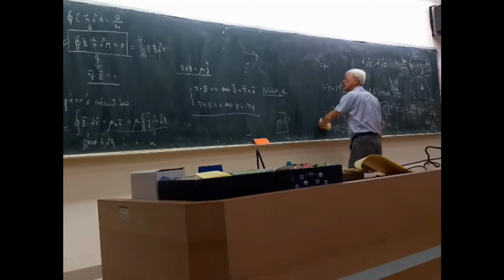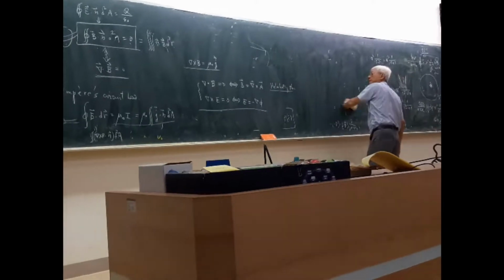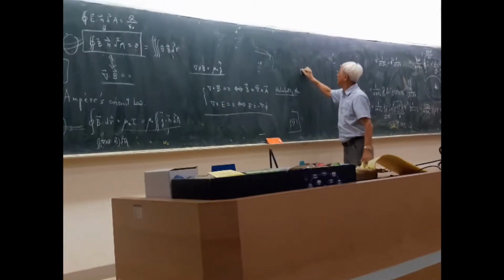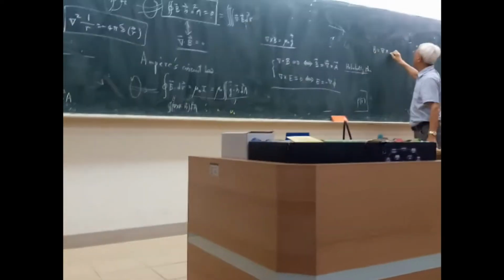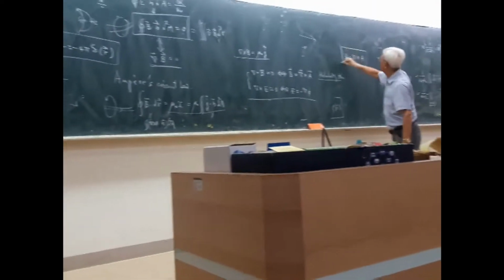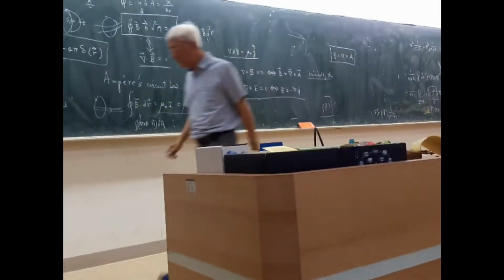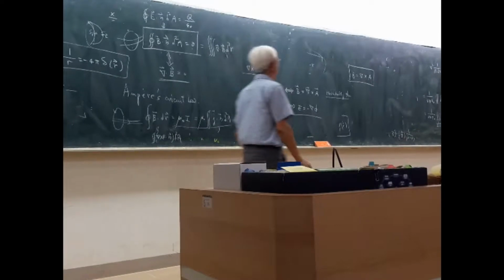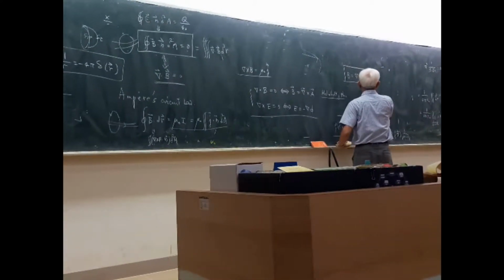So by using this, divergence B is 0, so B is the curl of a vector, which is called the vector potential.